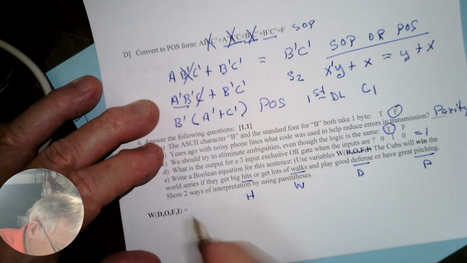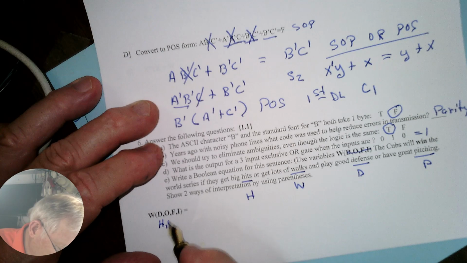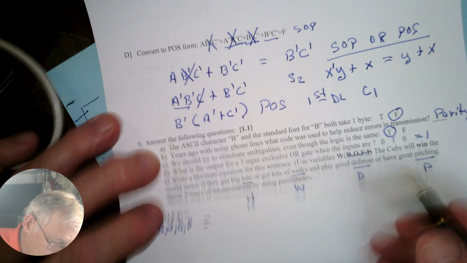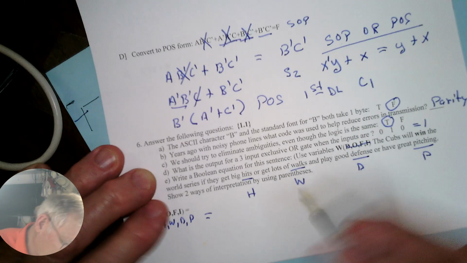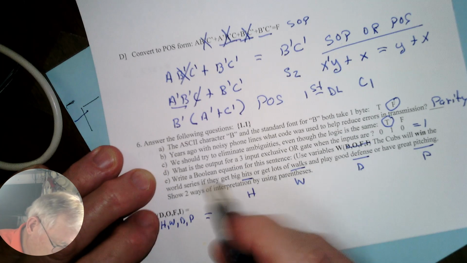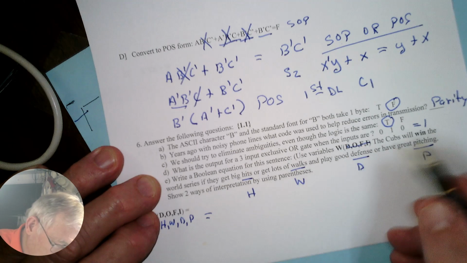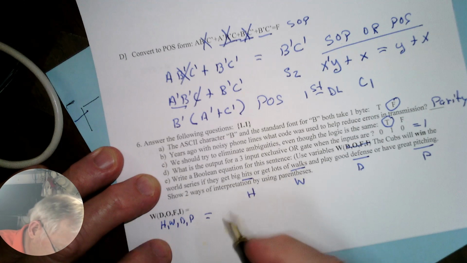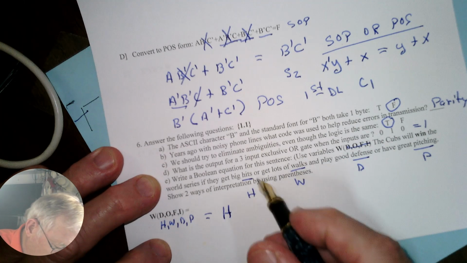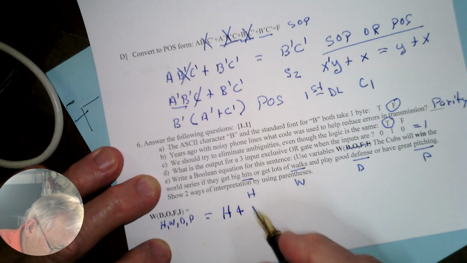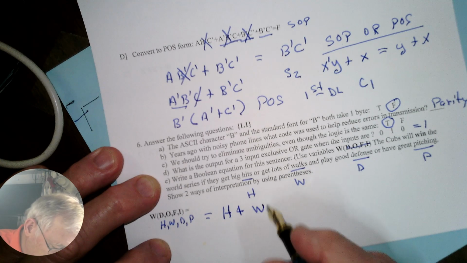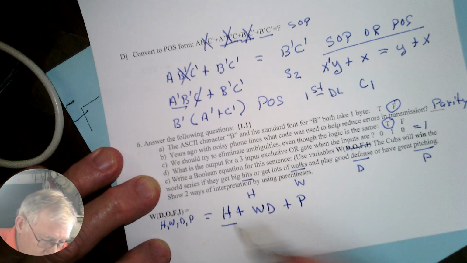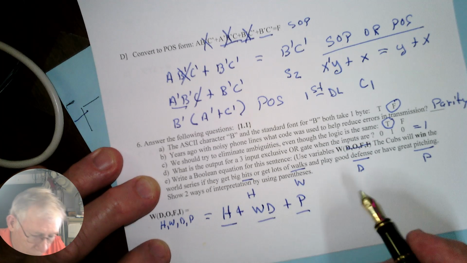So it should have been H, W, D, P, and we'll say that equals... I'm just going to write it one way. That's really all I care about. Well, maybe I'll write it two ways. So, okay, the Cubs will win the World Series if they get big hits or lots of walks and play good defense or have great pitching. So lots of hits, walks and defense, pitching.